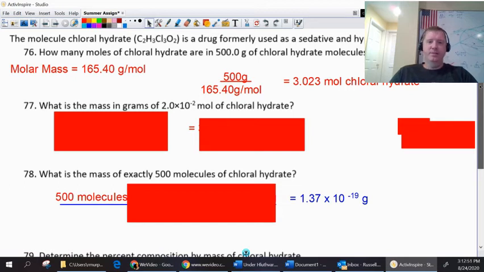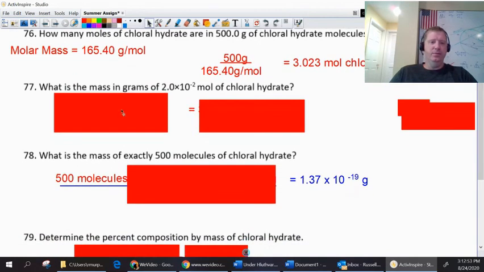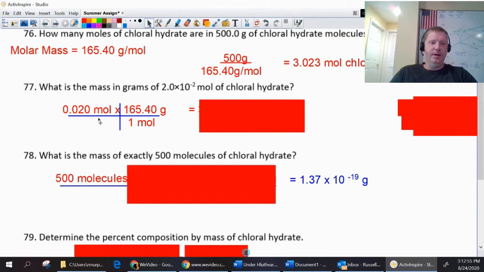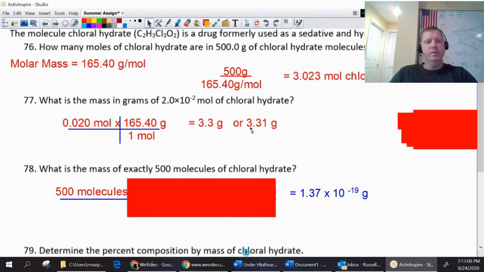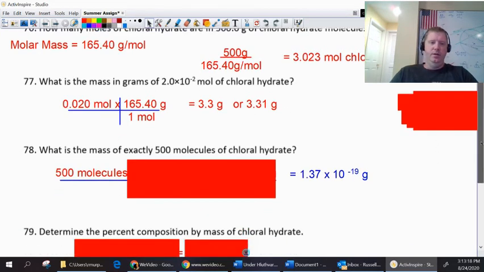Huh, that's a big compound. What is the mass in grams of this many moles? Well, that's not too bad. We could set it up. I wrote it longhand instead of scientific notation. 0.020 moles. There's 165.4 grams per mole. I have that many grams, 3 grams. 3.3 or 3.1. Which is the right answer sig fig wise? This is the better answer sig fig wise. This answer is perfectly acceptable also. Remember, you're allowed to have one extra.